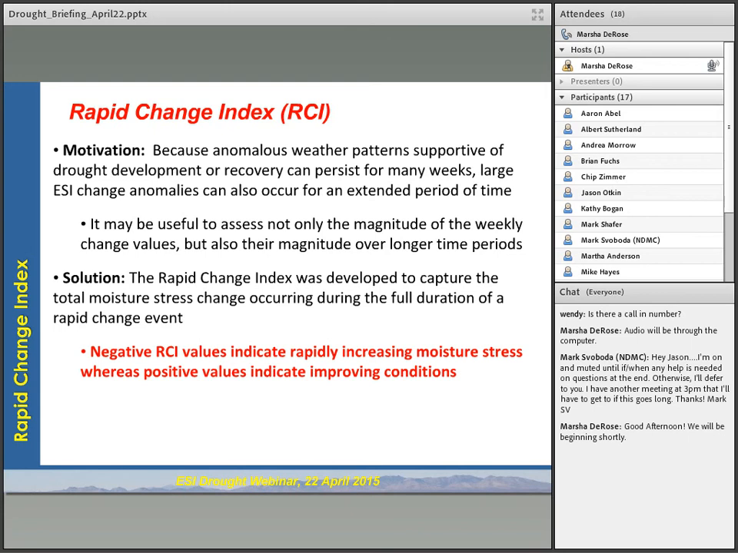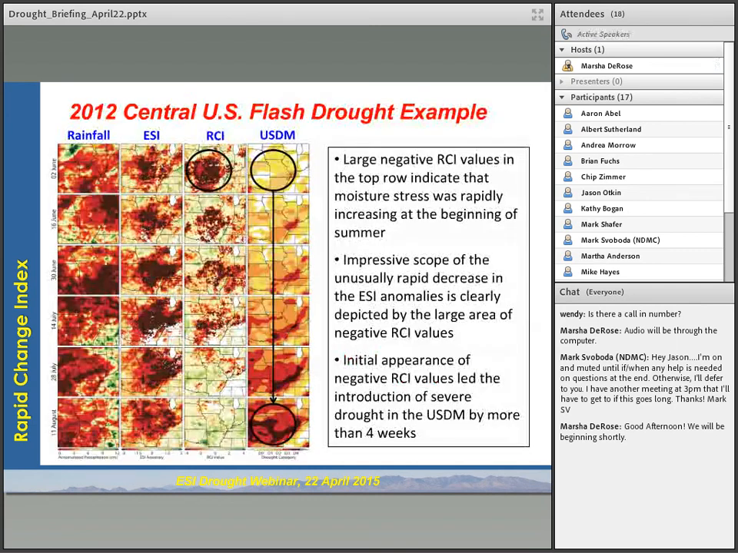The RCI is designed so that it can be used to identify areas experiencing either rapid increases or rapid decreases in moisture stress conditions, with negative values indicating increasing moisture stress, whereas positive values will indicate improving conditions. Next slide, please. This slide shows the evolution of the 2012 flash drought event across the central United States.